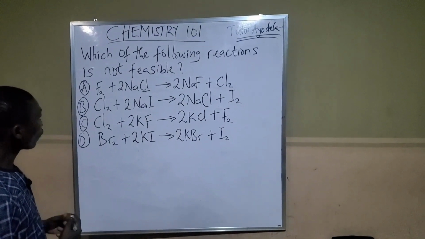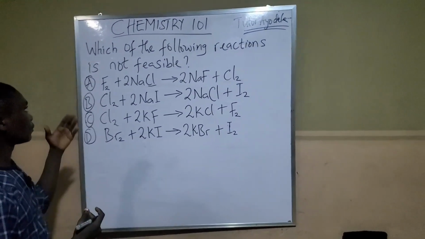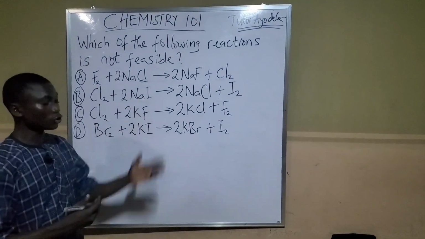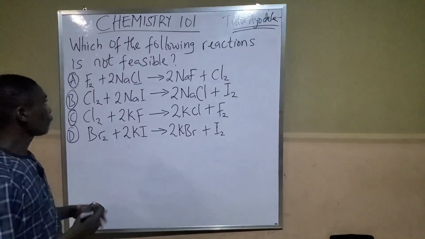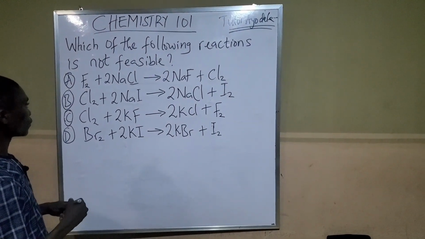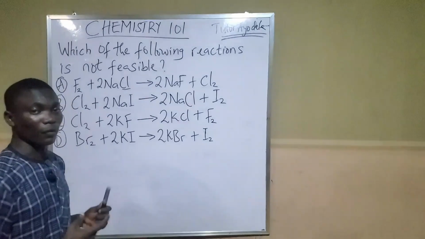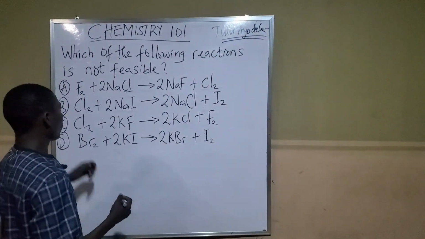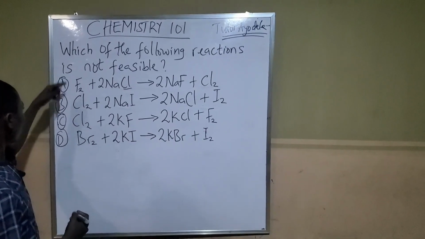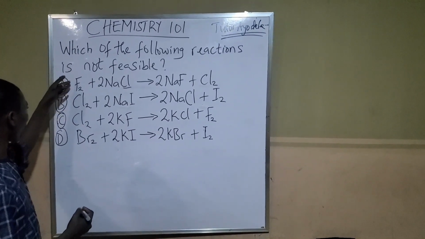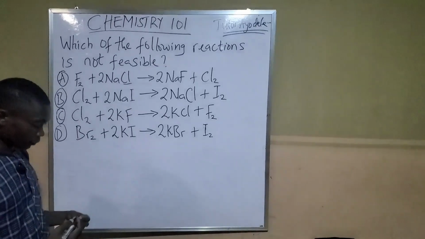The question says, which of the following reactions is not feasible? What this simply means is, which of the following reactions will not occur? Okay, first thing I want you to consider is that in terms of reactivities of elements, I want to make use of group 7 elements as a case study, because majorly we have fluorine, chlorine, bromine, iodine. They are all group 7 elements.